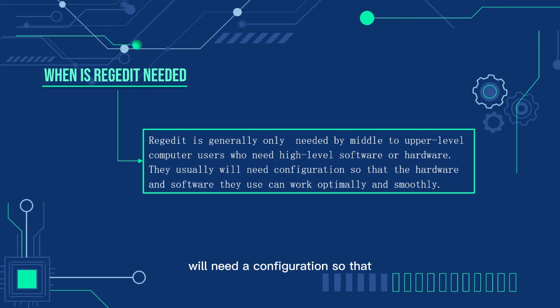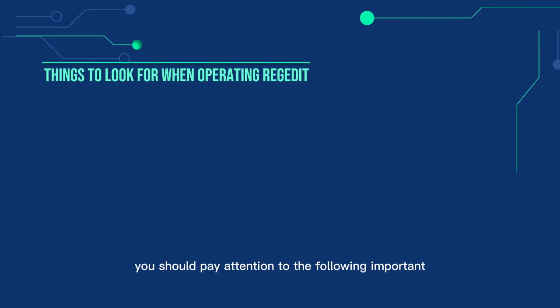They usually will need a configuration so that the hardware and software they use can work optimally and smoothly. So these are the things to look for when operating Regedit. As has been explained repeatedly in the previous slides, the slightest mistake in operating or modifying Regedit can be fatal. Therefore, you should pay attention to the following important points when operating with Regedit.